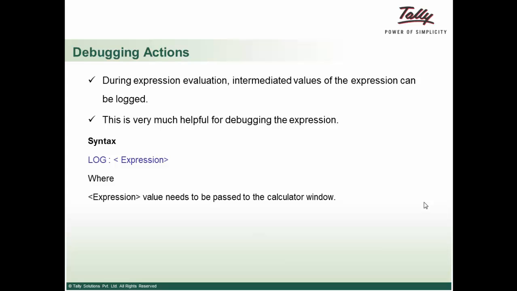During the expression evaluation, the intermediate values of the expression can be logged. This is helpful for the debugging of the expression. So you want to know when something is happening and you want to log the current status. Could be anything, say a calculation, or the current object type, or the current string value that you have received in your variable. Whatever it is you want to log. So this expression needs to be passed to the calculator window.